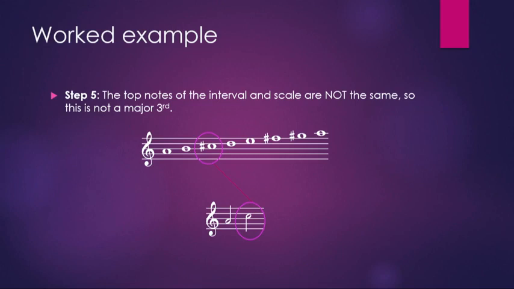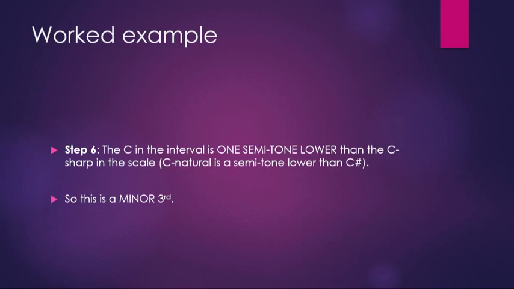Okay, and we know that seconds, thirds, sixths, and sevenths can be major. If they're made one semitone smaller, they are minor intervals. This has been made one semitone smaller, so it is a minor third. Just remember the C sharp is one semitone higher than the C natural of our interval. So that interval would be a minor third. So basically just remember this.